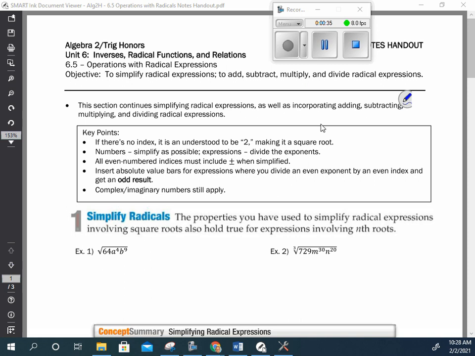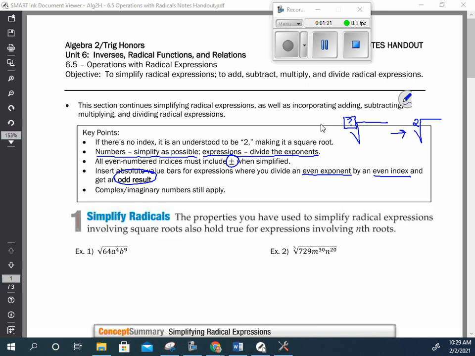Remember, if you have a radical and there's no number sitting where the index is, it is understood to be 2. It is understood to be a square root. If you have numbers, you can simplify them as much as you can. Expressions, you're dividing the exponents. Again, all even number indices should include a plus or minus sign. Insert the absolute value bars when you have an even exponent divided by an even index and you get an odd result.